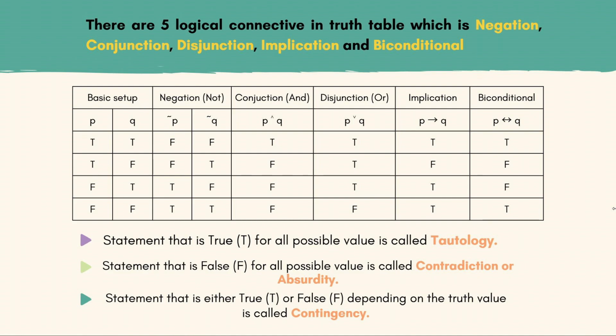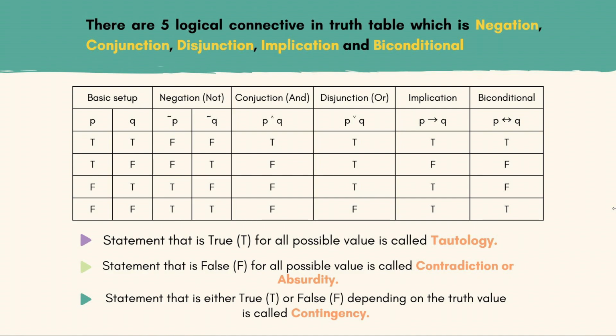And the last one, we have biconditional. This one is the easiest to remember. If both of the statements have the same value, then it will become true. So as you can see from the table, the first possibility is both true, so the logic value is true. And in the last possibility where both are false, it will also become true. Other than that, we will get false.